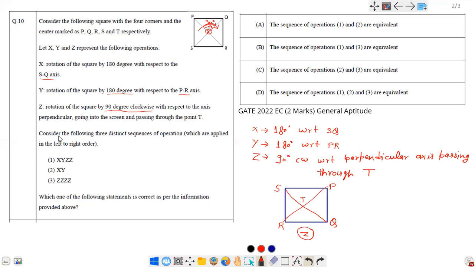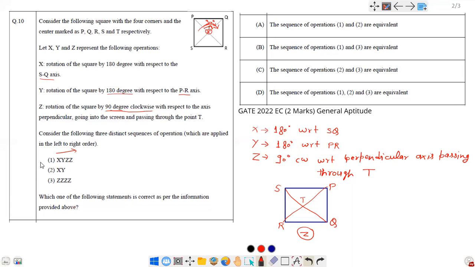Now further, consider the following three distinct sequences of operations which are applied in left to right order. So three sequences are given, and we have to follow these sequences from left to right. The question asks: which one of the following statements is correct as per the information provided above? So we have to find which of these three sequences are correct.